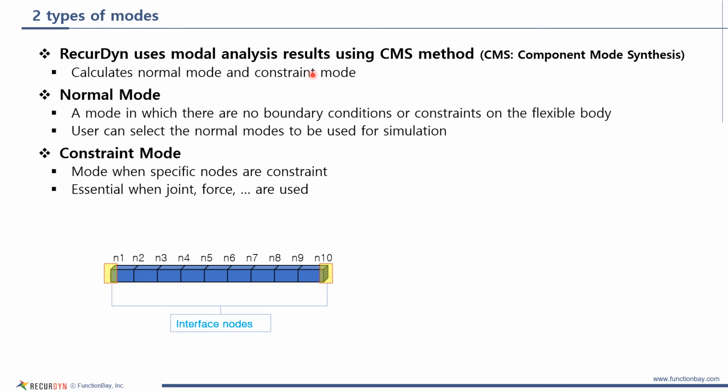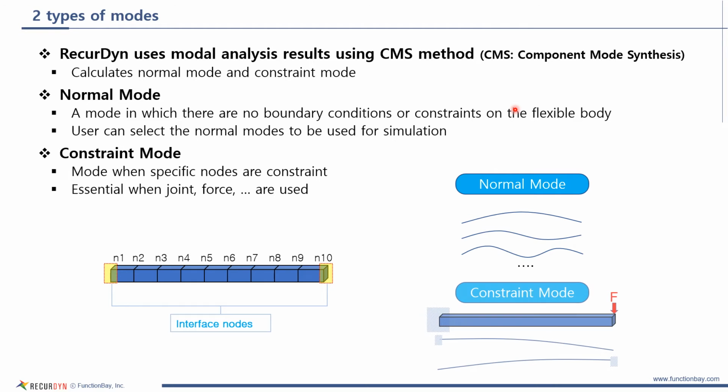There are two types of modes, normal mode and constraint mode. I mentioned that RecurDyn uses modal analysis using CMS method. This CMS method is able to calculate the constraint mode as well as the normal mode. Normal mode is a mode calculated without any boundary condition or constraint on the flexible body. Each mode consists of a deformable shape of the body, that is, the mode shape and frequency of the mode shape. RecurDyn will use as many normal modes as you set for simulation.